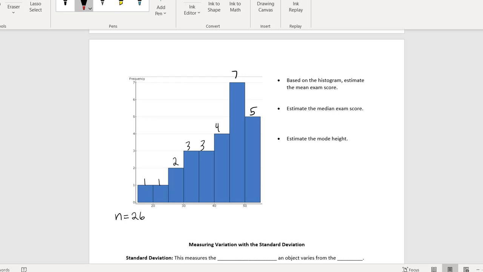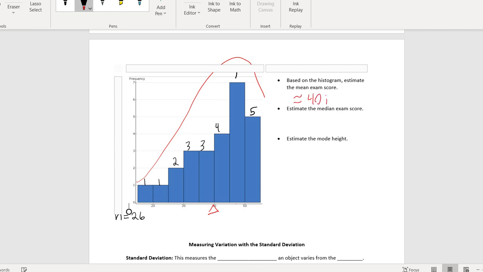Now, if I had to estimate the mean score just looking at this graph, I would think that if I put the fulcrum right here, then my graph would tip down on this side, so it wouldn't be balanced. So what we're going to have to do is put the fulcrum, or the mean, slightly to the left, which makes sense because this is a left skewed graph. So I would say that the mean is probably about 40-ish.